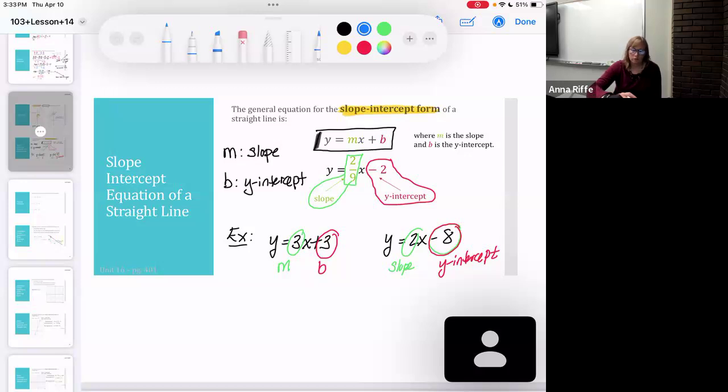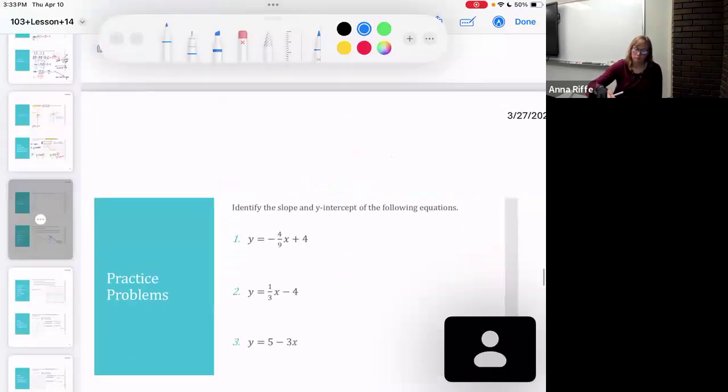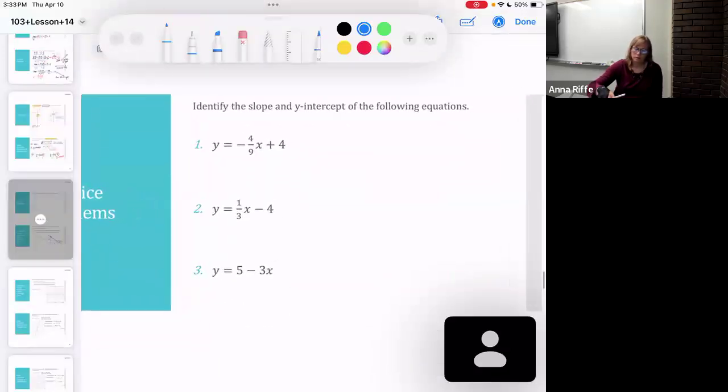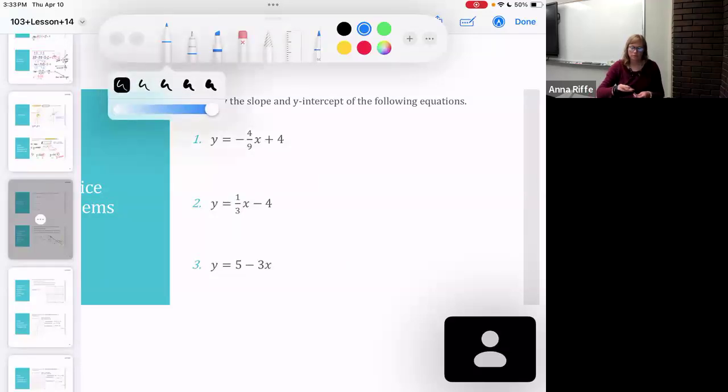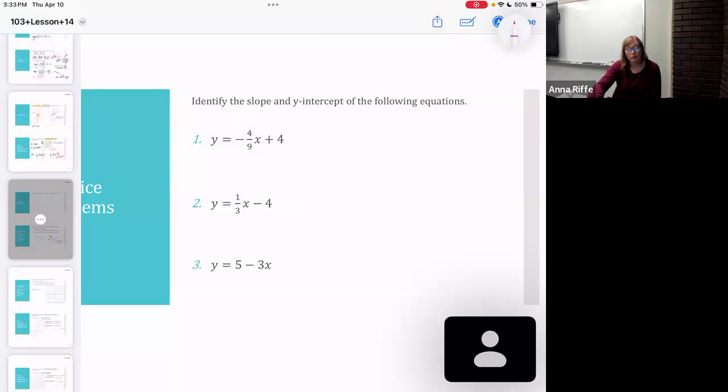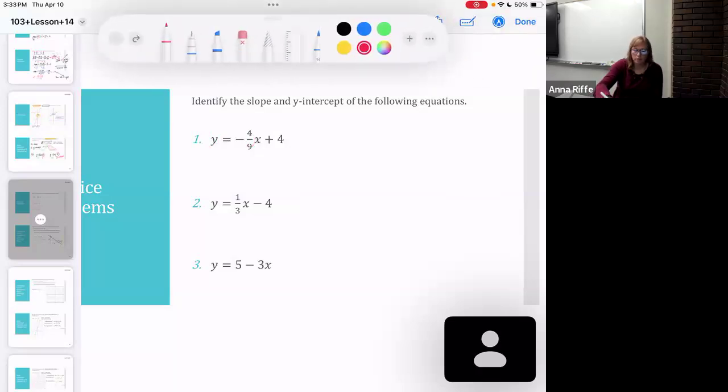Let's do a few more. I'll do a couple of these. I'll let you do one. I'll do the first one and the last one. So the first one, if I want to identify the slope and the y-intercept of an equation in 2 variables. We have our y, it is by itself on one side. We have our x on the opposite side. This is certainly an equation in 2 variables.